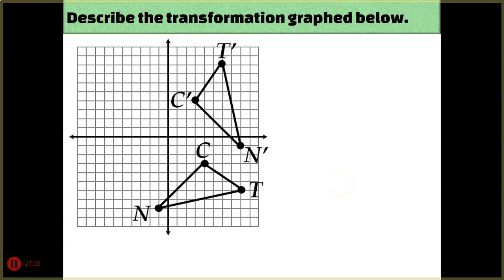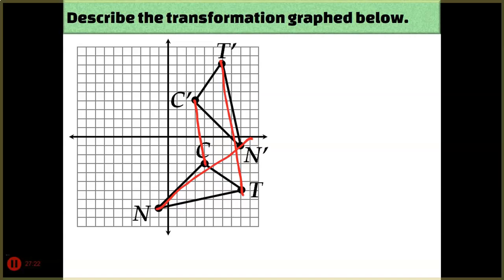The triangles in our next example are in a different orientation as well, so let's connect our corresponding vertices and see what happens. C to C prime, N to N prime, T to T prime. That's a hot mess. Those lines are definitely not parallel, so they are not a reflection of each other. Therefore, this must be a rotation.